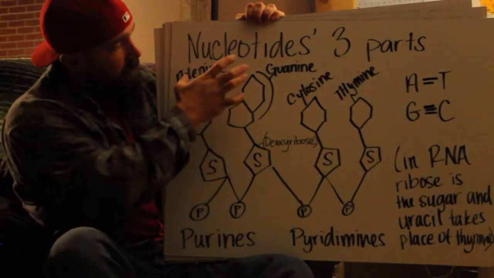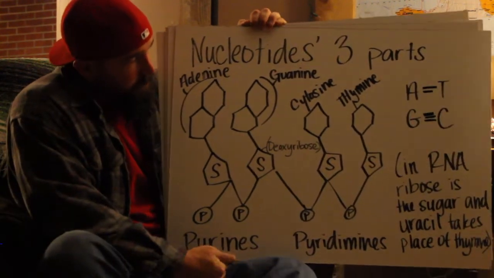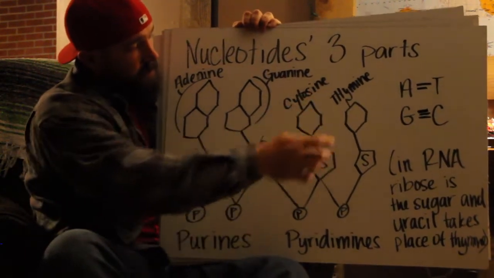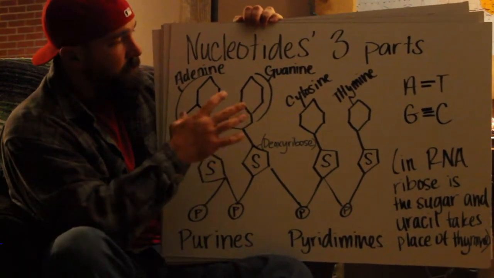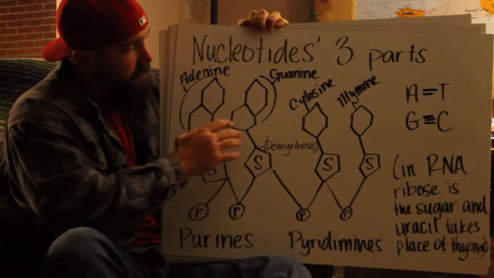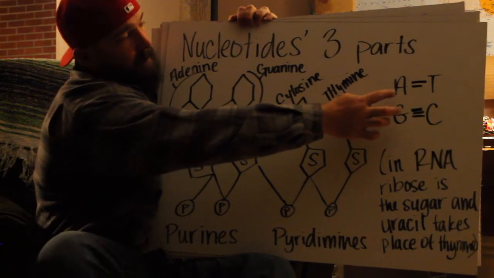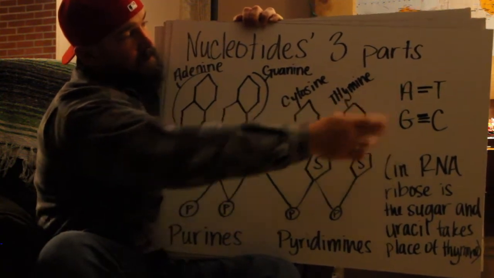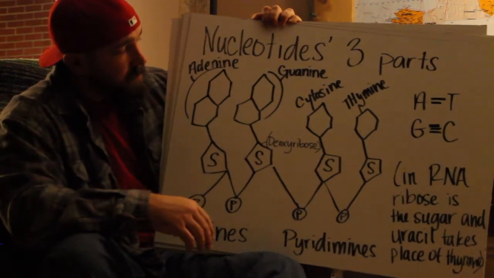Right here you have adenine and guanine, which are the purines, and then you have cytosine and thymine, which are pyrimidines. These are the 4 nitrogenous bases that make up DNA, and these are strung together, and they always work in the sequence A, or adenine pairing up with thymine, and guanine always pairs up with cytosine.